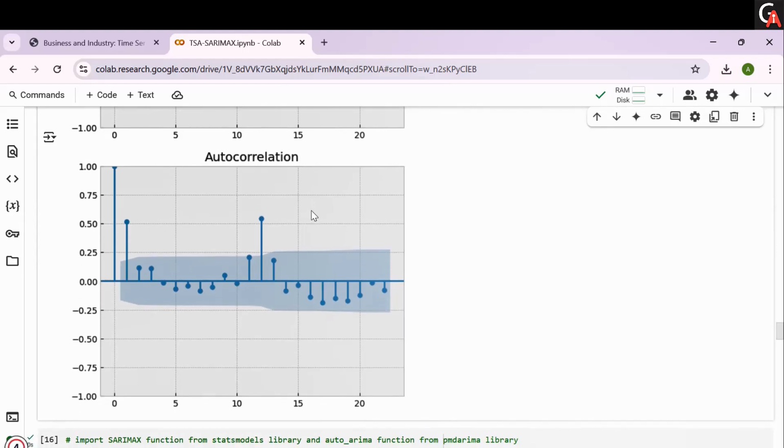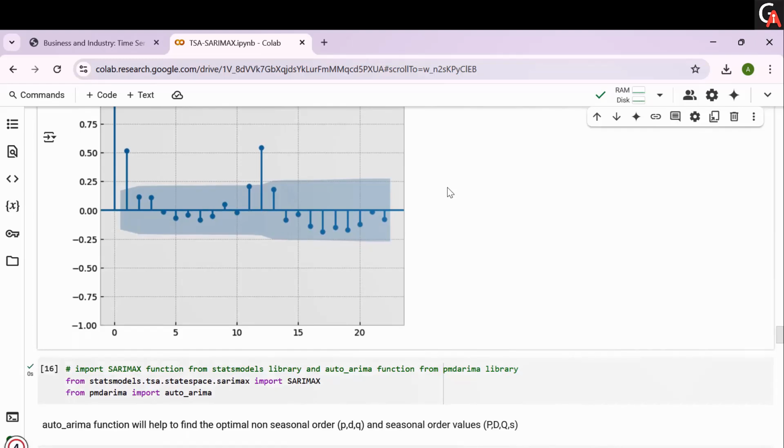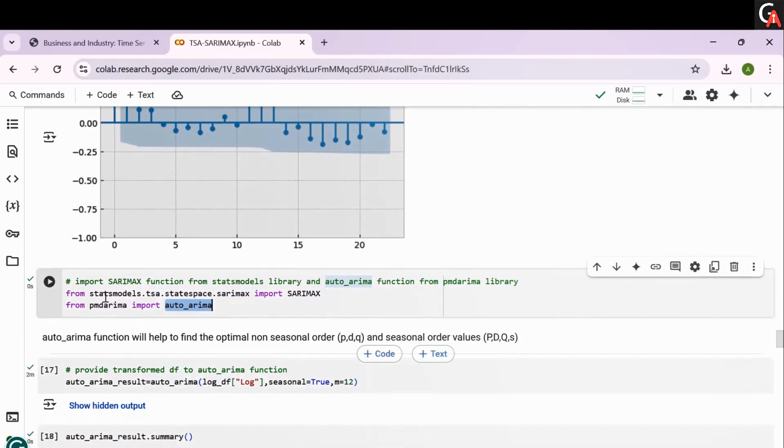Now we have seen the values for P and Q by plotting these two graphs. We can also check these values with the help of the auto_arima function. The auto_arima function will give us the values for the non-seasonal order along with the seasonal order. For that, I have imported the auto_arima function from the pmdarima library, and we will be using the SARIMAX model. Why? Because auto_arima will give us the non-seasonal order along with the seasonal order, and that's what SARIMAX expects. That's why I've imported the SARIMAX function from the statsmodels library.